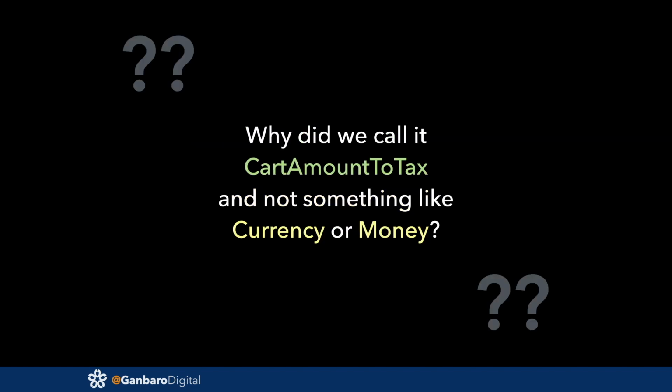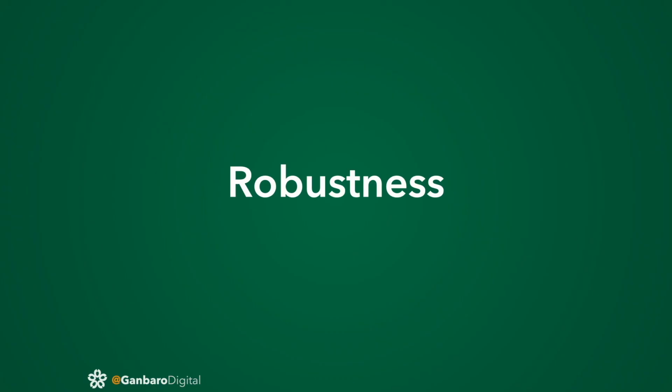There's another question that our examples are throwing up. Some of you in the audience might be sat there wondering, why have I given it such a weird name? It's an amount to tax and it's somehow related to a shopping cart. Why didn't I go with something more generic, like currency or money? Yep, why didn't I do that? Well, we're now ready to talk about robustness.